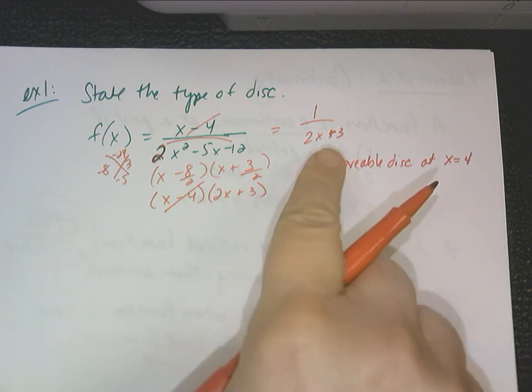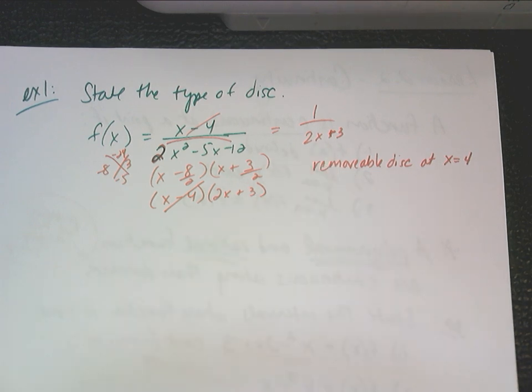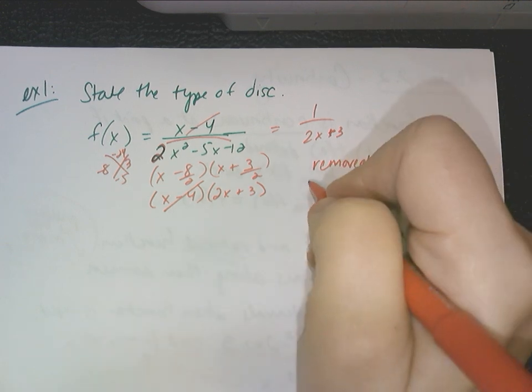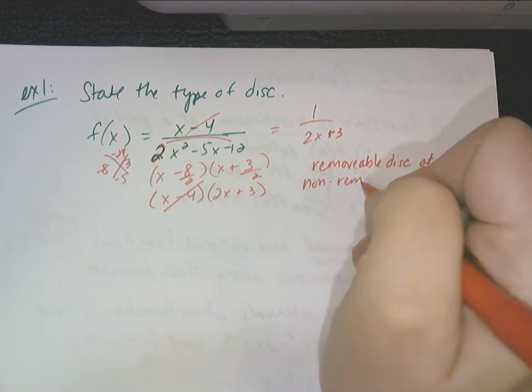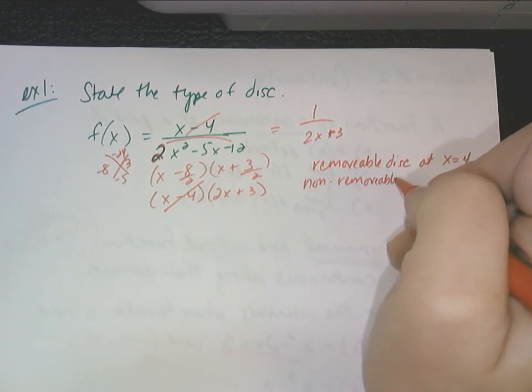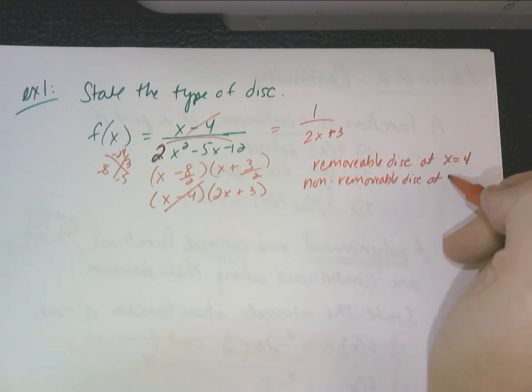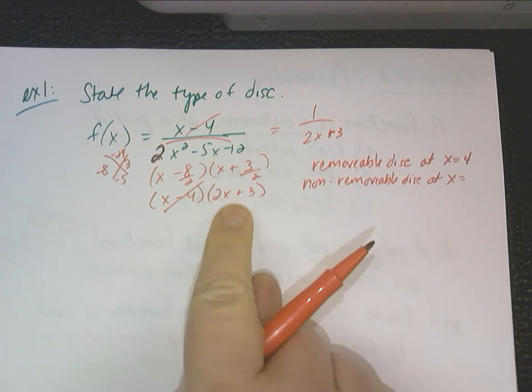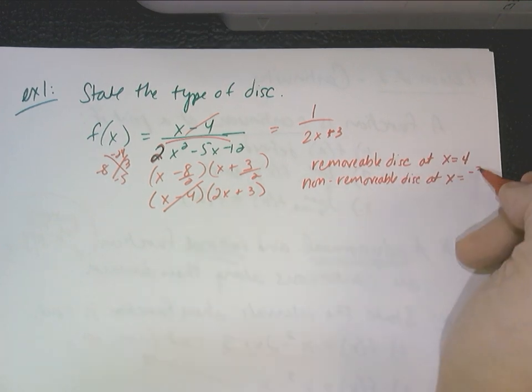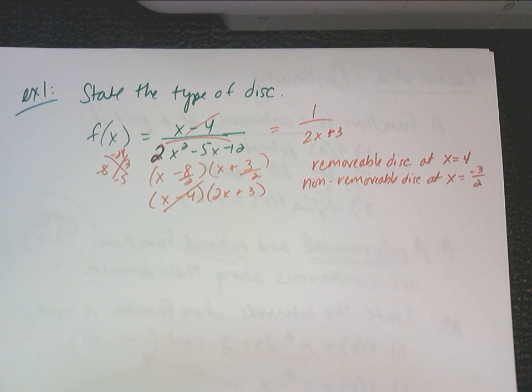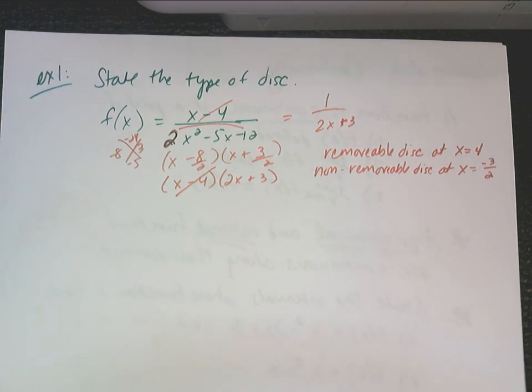But then if something is still on the bottom, that is an asymptote, also known as a non-removable. You need to know the difference of these words. And then you say at x equals what? Set that equal to 0. Negative 3 over 2. Okay, you have to do that tonight, part of your homework. And part of the quiz.